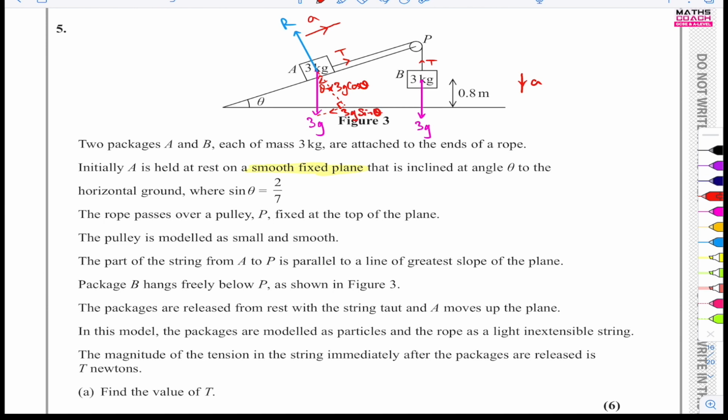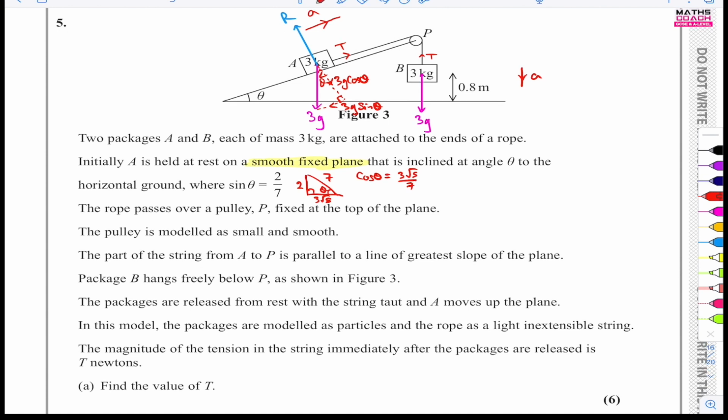Now, given that sine theta is 2/7, if we draw a triangle, sine theta is opposite over hypotenuse. 49 minus 4 is 45, and root 45 is 3 root 5. So that's 3 root 5, which means cos theta would be adjacent over hypotenuse, so that's 3 root 5 over 7.